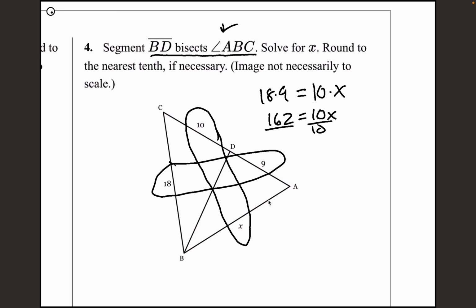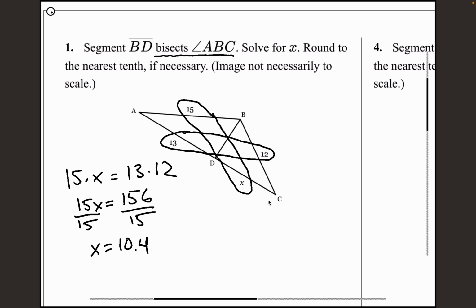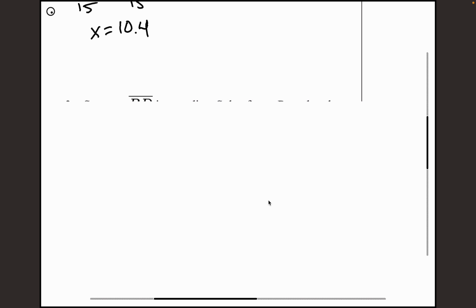Divide by 10. And when we divide by 10, you want to remember to round to the nearest tenth. Well, this is going to be an exact answer. So 16.2. So that is what x equals in this problem. Okay. Now I'm going to move over and scroll down, and let's look at this next one.